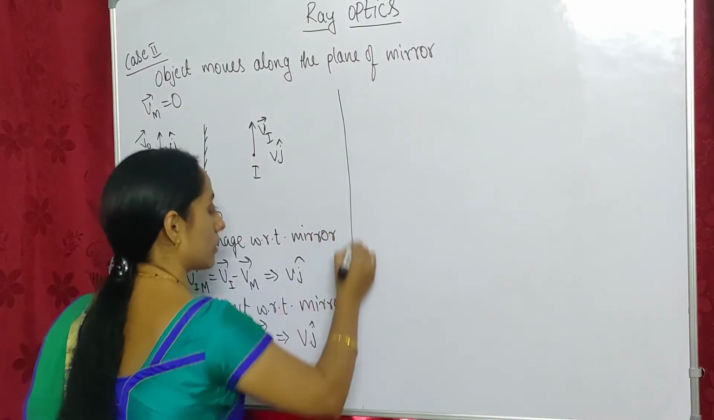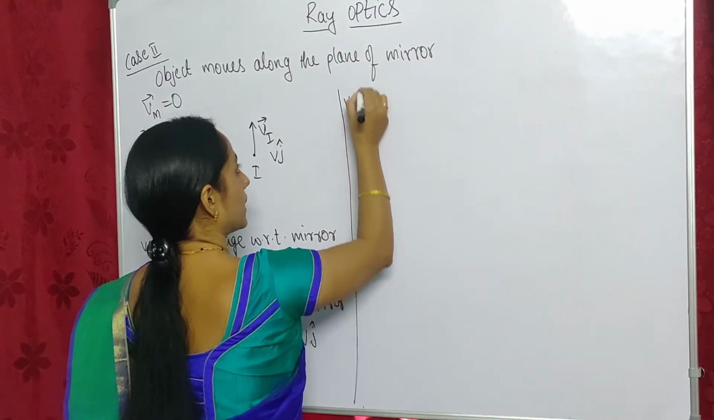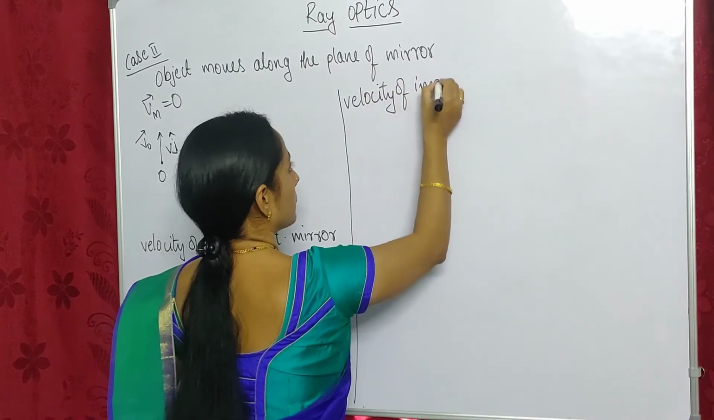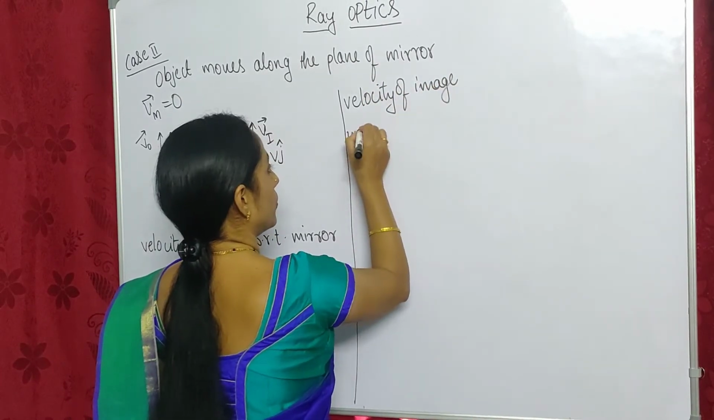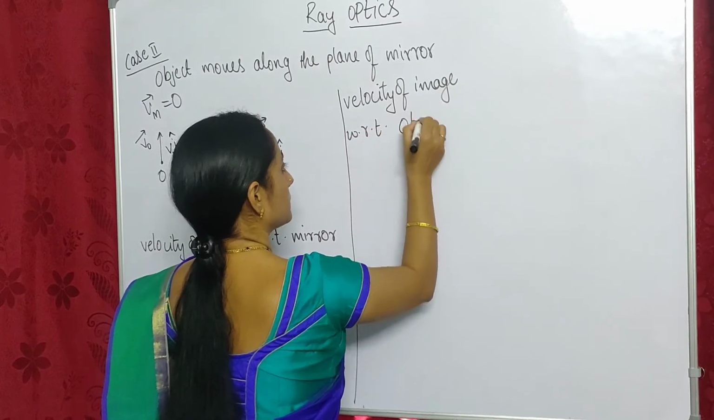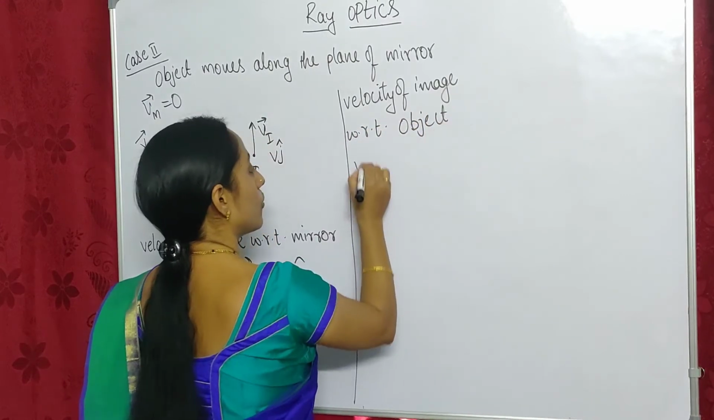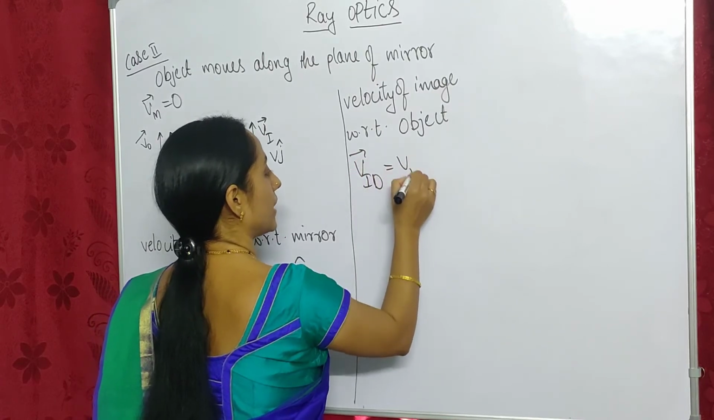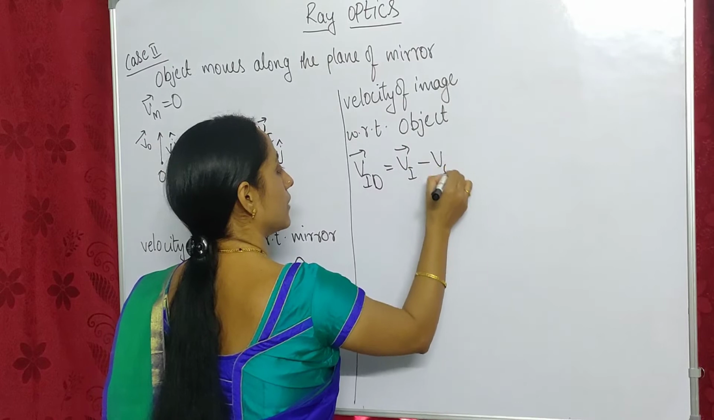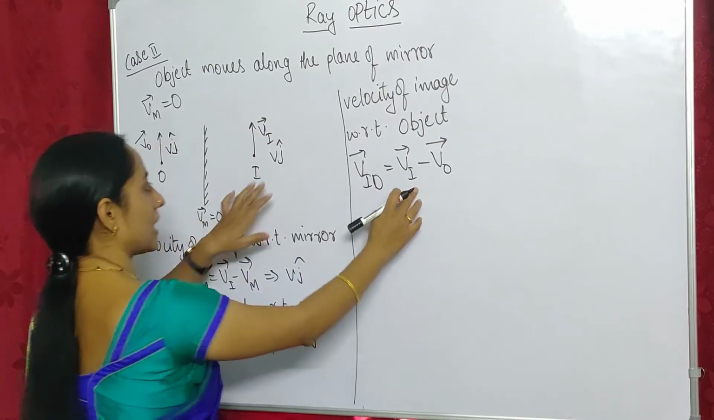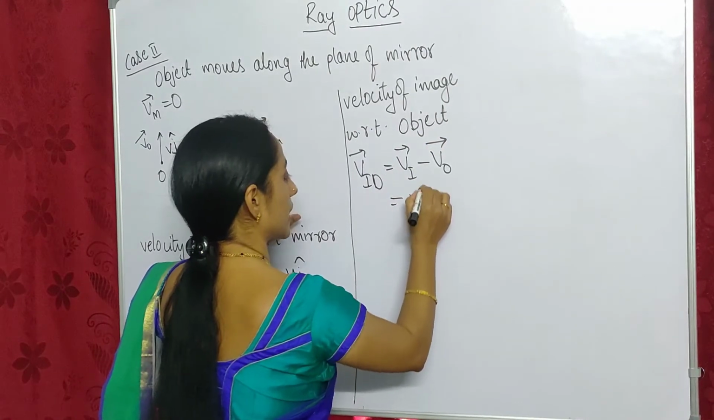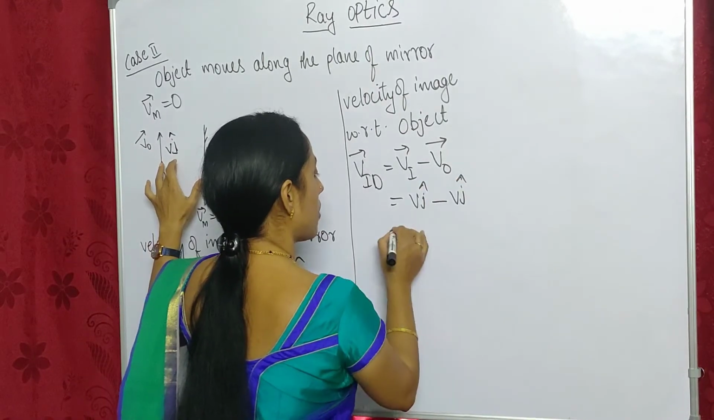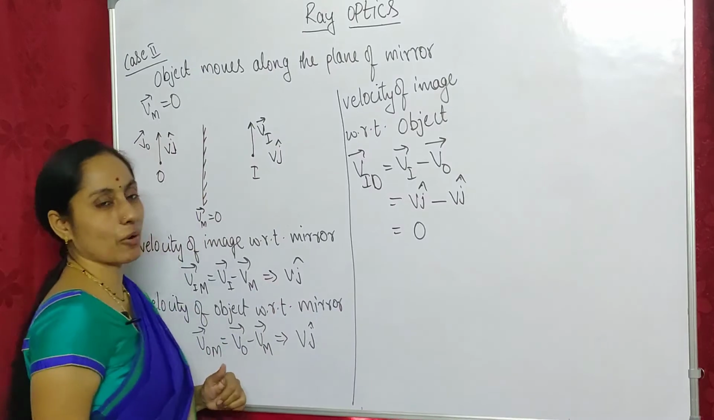Now our own concept comes: how to find the velocity of the image with respect to the object. Velocity of image with respect to object is equal to Vi bar minus Vo bar. Vi bar is V j cap, minus Vo bar, which is V j cap. What is the answer we got? Yes, 0.